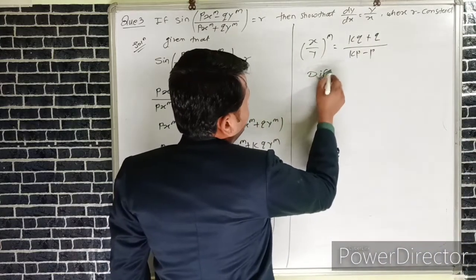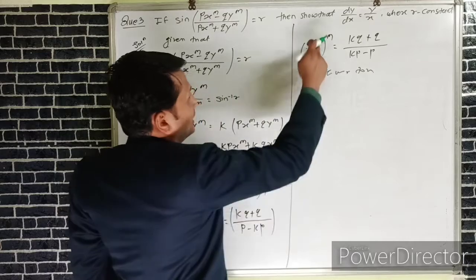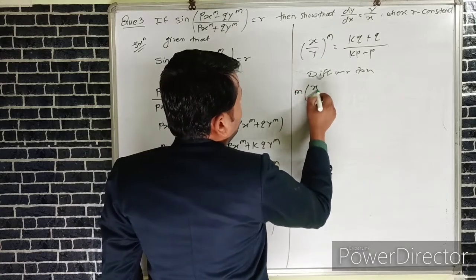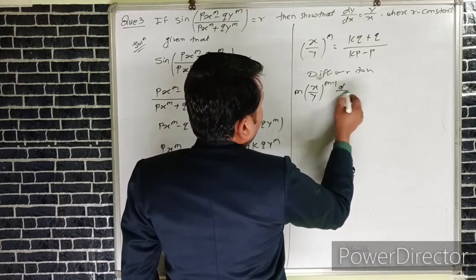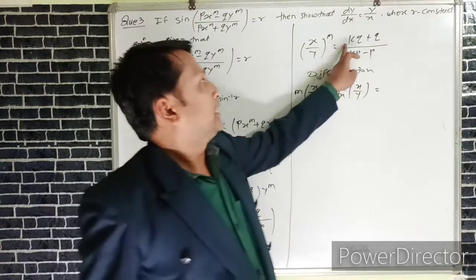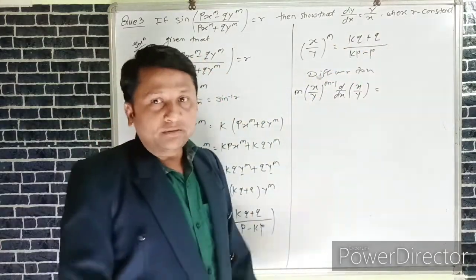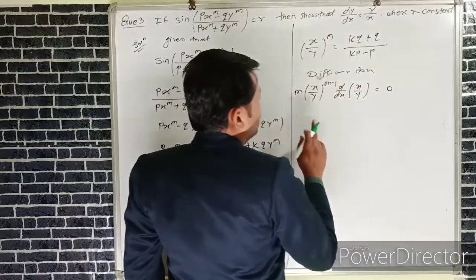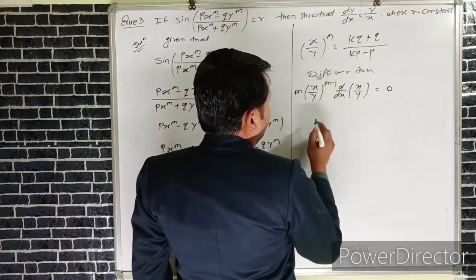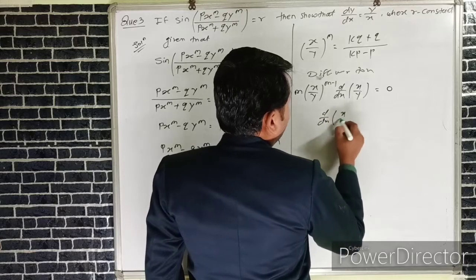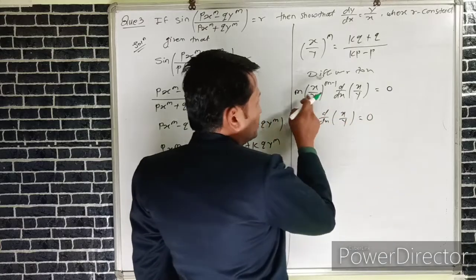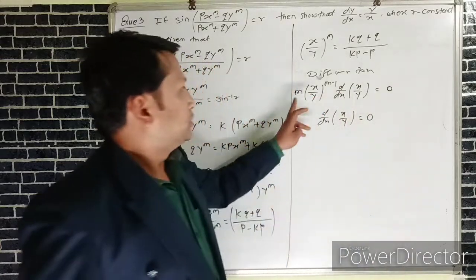If we differentiate the given function with respect to x, then we can write, by using the derivative of x^m, m into (x upon y) whole raised to the power m minus 1, and we take again the derivative of x upon y. We know that (kq plus q) upon (kp minus p) is a constant and the derivative of a constant is 0. Hence m into (x upon y)^(m minus 1) into the derivative of x upon y is equal to 0. If we take this term to the right side, then 0 into this term is 0.